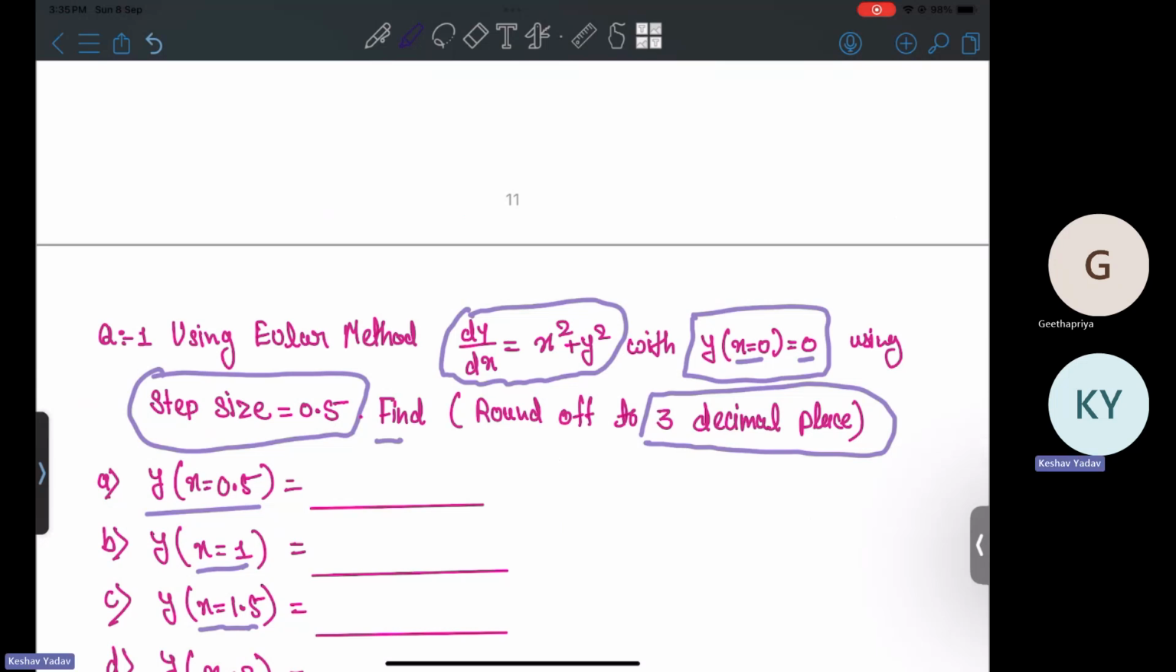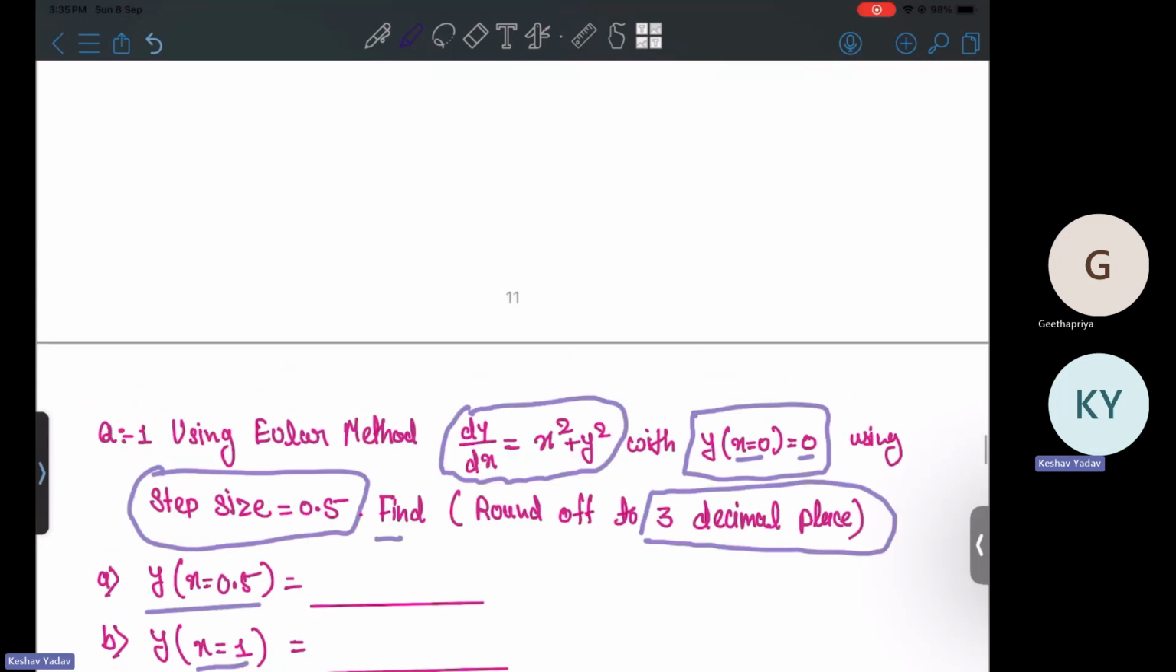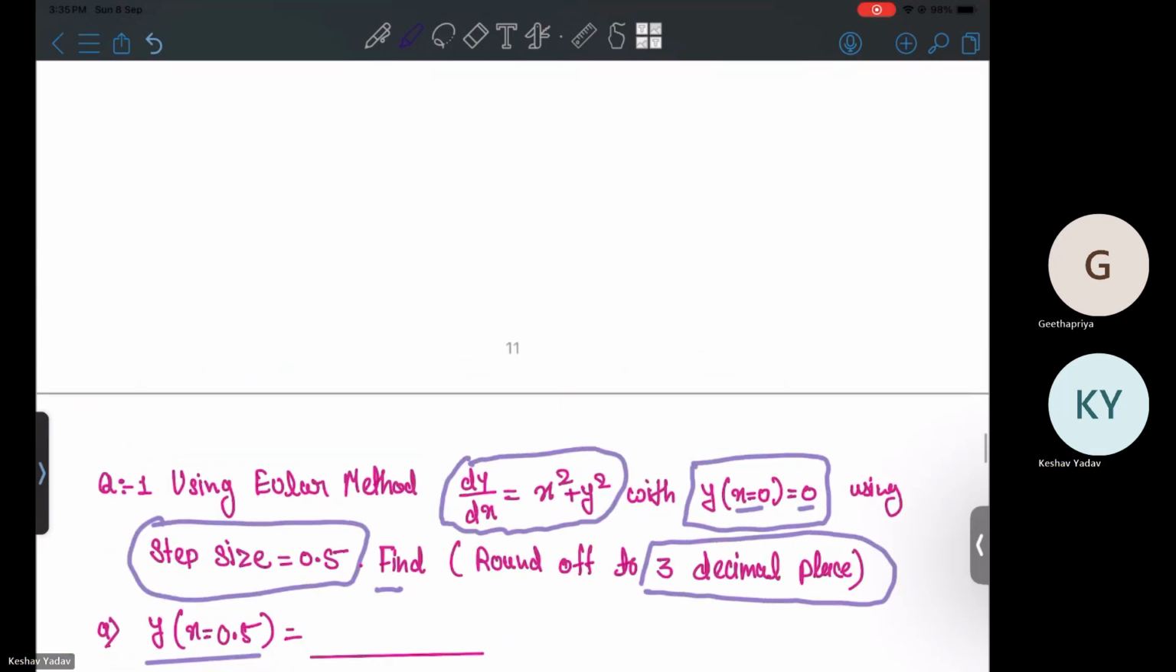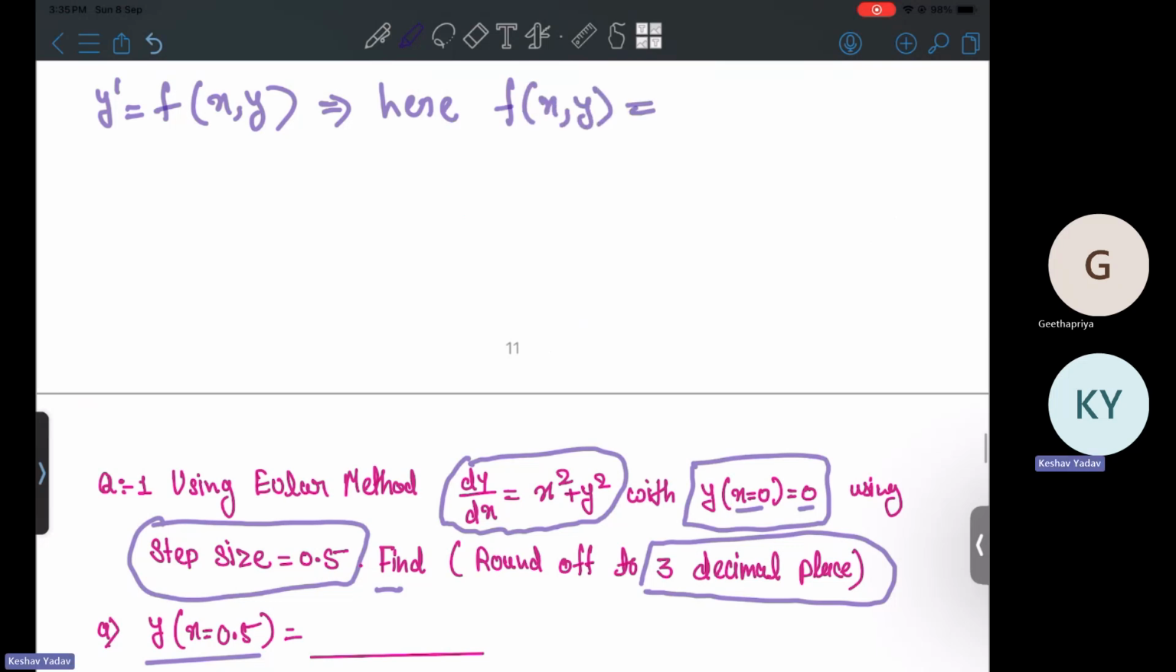Okay, so this is the question. Please try to solve. So here, what is the function here? This is a kind of equation y' equal to f(x, y). Okay, so here f of x comma y is what? x squared plus y squared. Okay, and h is what?